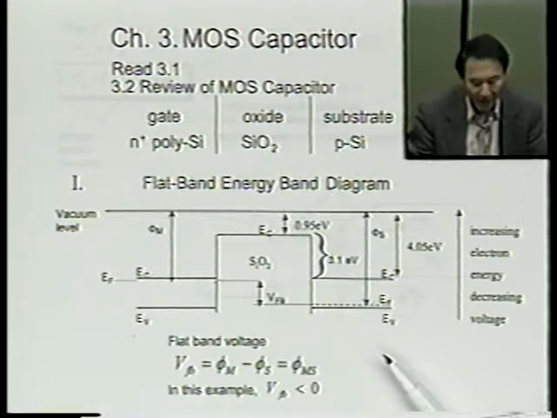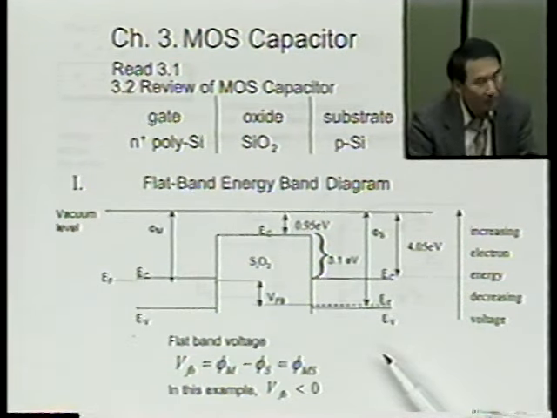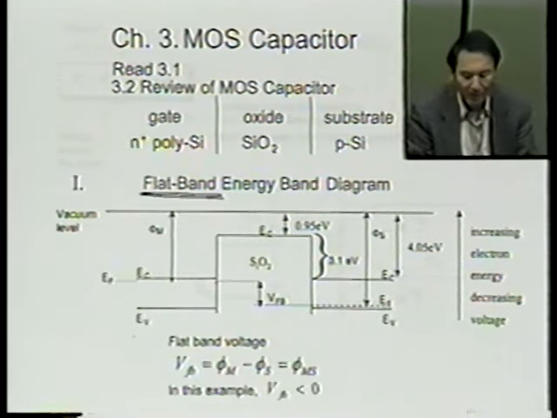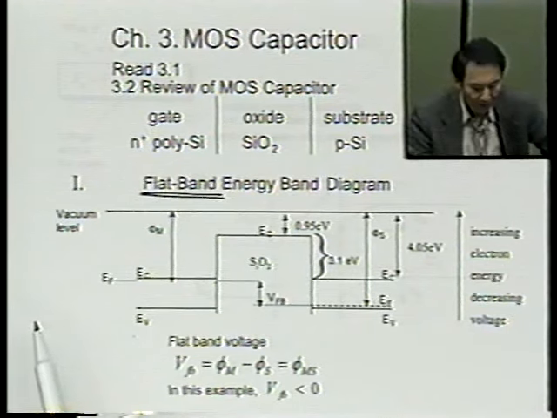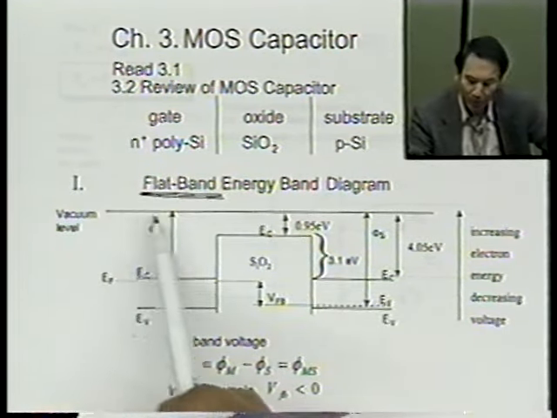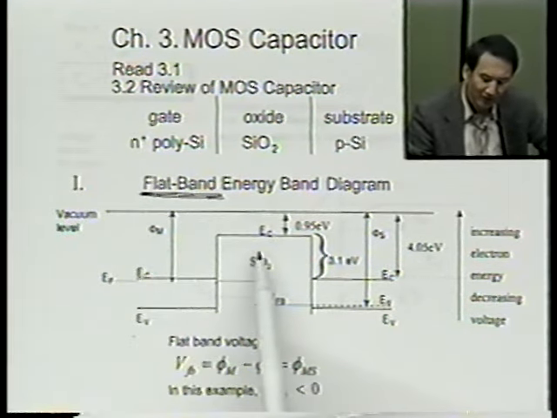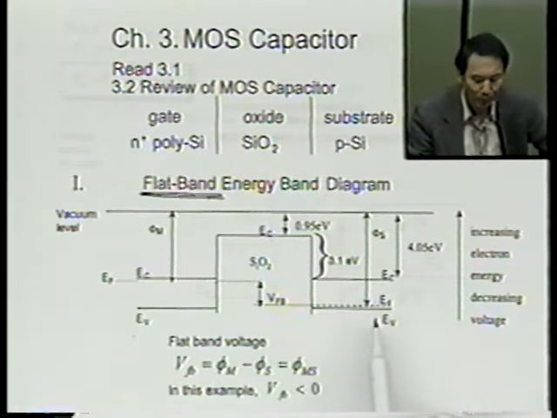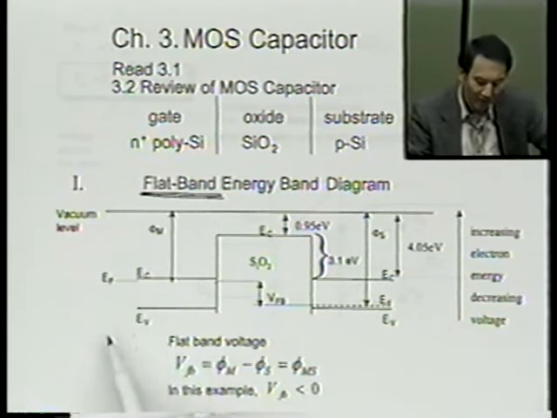I hope you find this diagram familiar. This is called an energy band diagram, drawn for the flat band condition. What is flat is the vacuum level, which is totally flat, and you notice the bands in the gate, in the oxide, and in the silicon substrate are all flat. And we're assuming that we have a polysilicon gate.